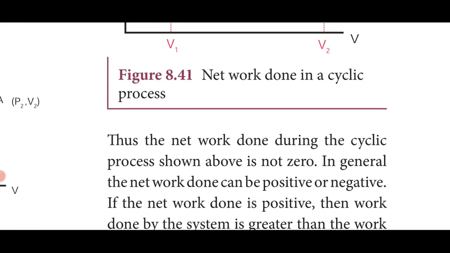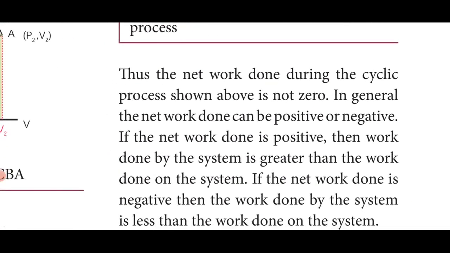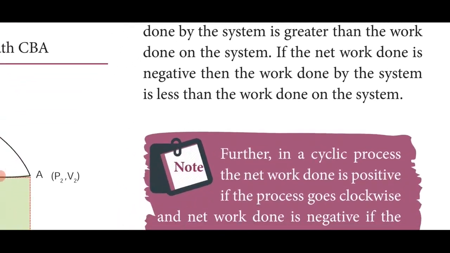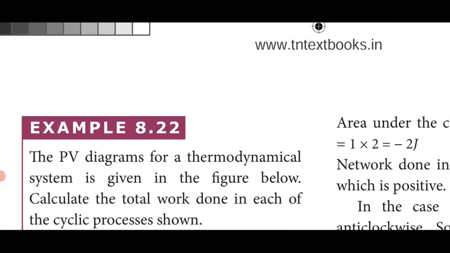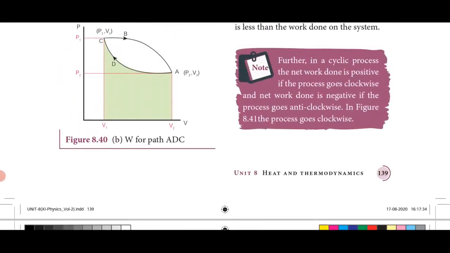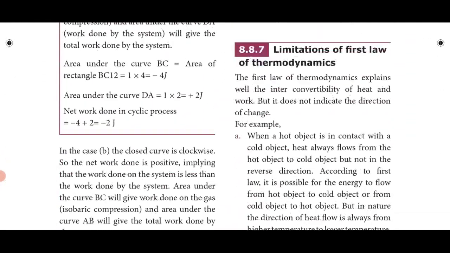So here the net work done during the cyclic process shown above is not zero. In general the net work done can be positive or negative. If it is positive, the work done by the system is greater than the work done on the system. If it is negative, the work done by the system is less than the work done on the system. So this is the difference in the PV diagram of the cyclic process. Cyclic process, adiabatic and isobaric are very important ones.